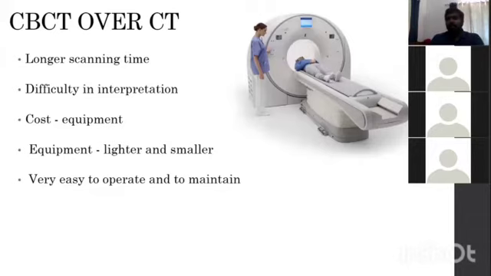The CT image is a little bit difficult to interpret when compared to the CBCT image because they have limited axial sections for the interpretation. And the cost of the equipment is a little bit higher than CBCT machines. We all know the CT machine; in this picture, we can see a CT machine which has a huge gantry that rotates around the patient. It's a huge machine. The CBCT machine is lighter, smaller, and compact, and very easy to operate and to enter.